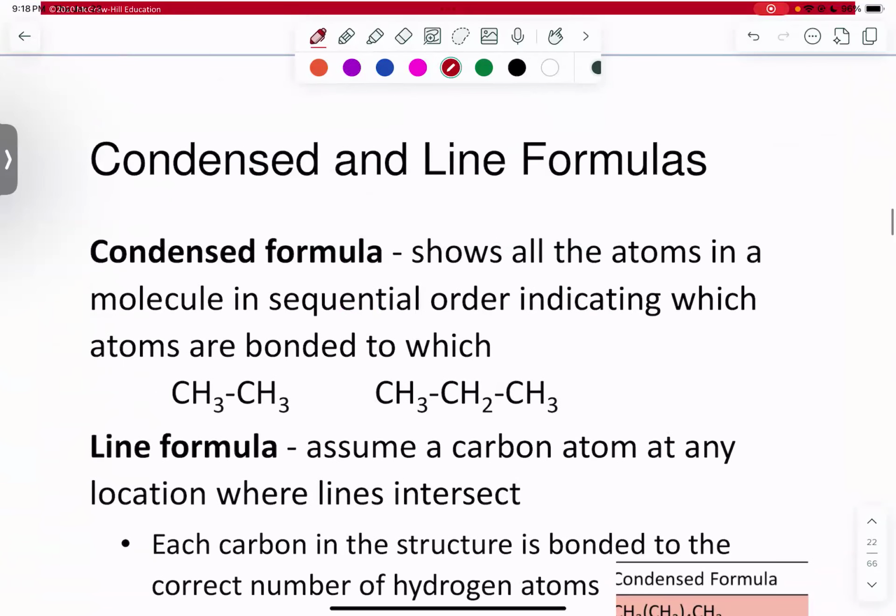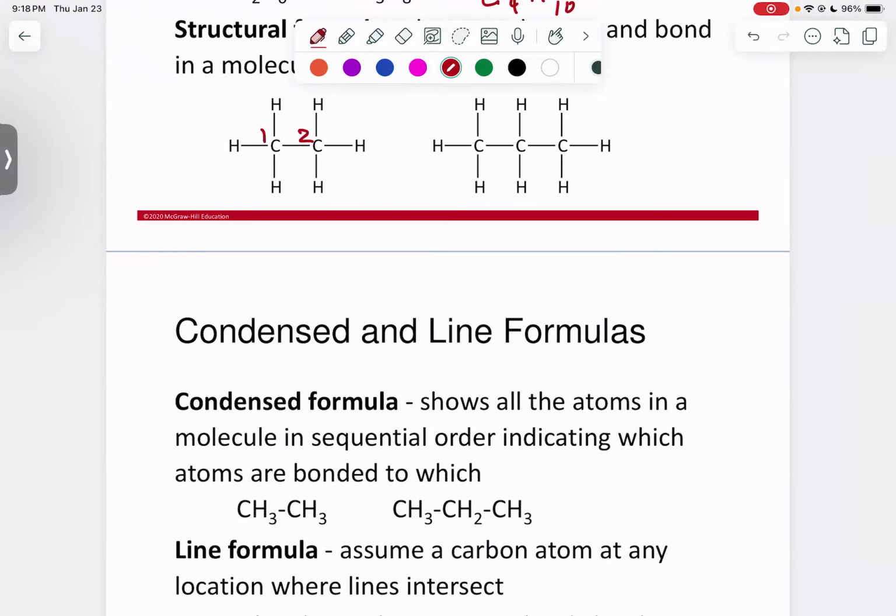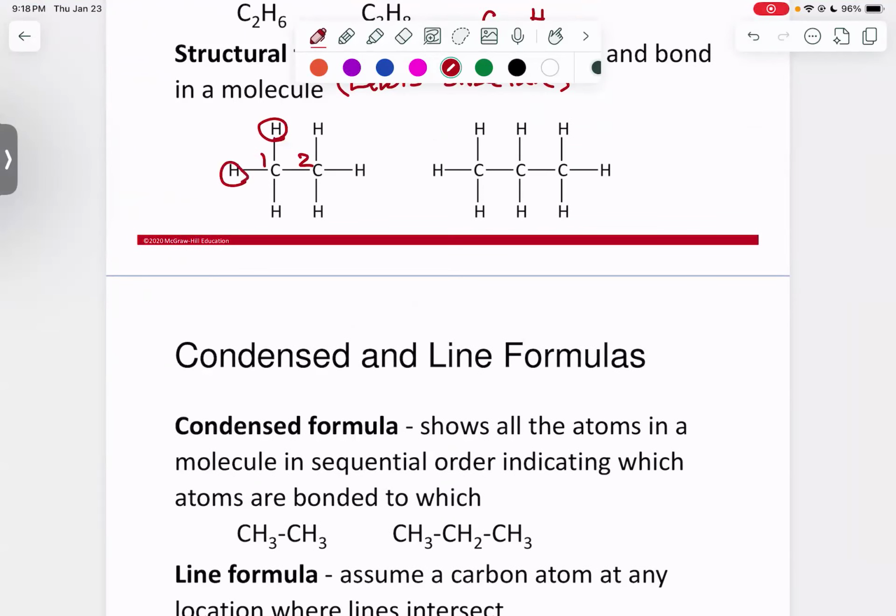Okay, so a condensed formula shows us all the atoms in the molecule, and they're sequential. So if I look up here, if I could zoom out just a little bit, I have 2 carbons. The first carbon has 1, 2, 3 hydrogens. So that would be a CH3. And then the second carbon has 1, 2, 3 hydrogens. So that would be a CH3. So we're just writing them in sequential order. And we don't really put bonds. They're showing them here, but typically we don't. That way you can type them, right? You could write them without actually having to draw.